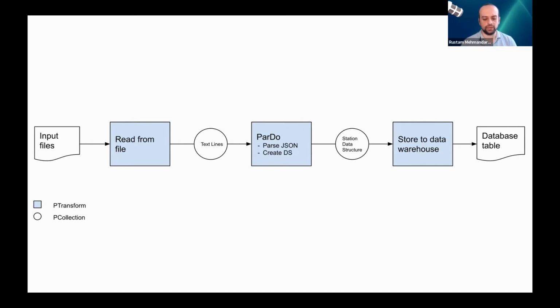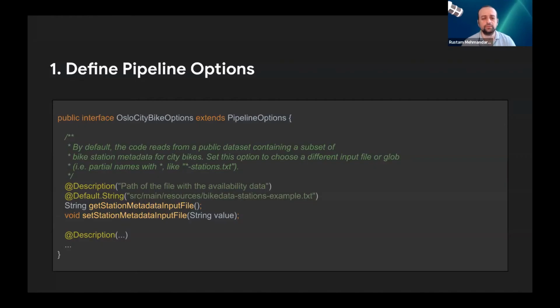So, a simple pipeline, right? The first step would be to define parameters for that, or options as they call them, the pipeline options. So you start with this thing where you define a bunch of inputs, the file where the input data will be.